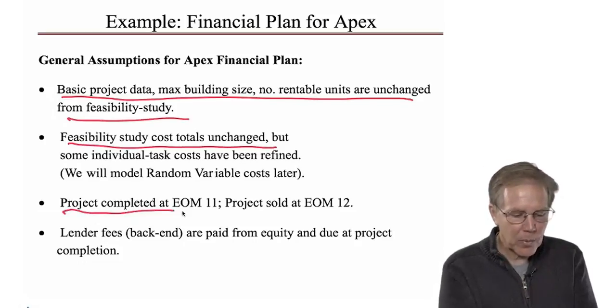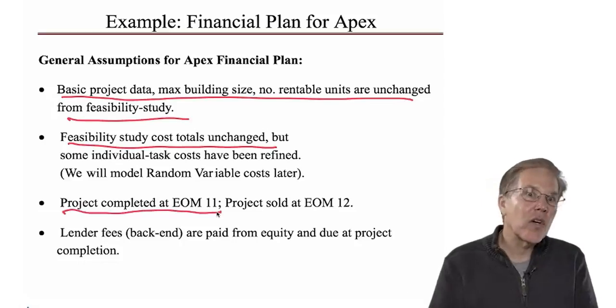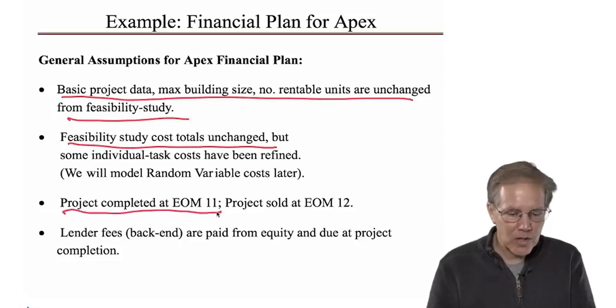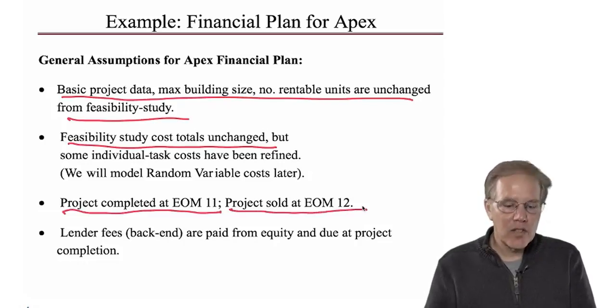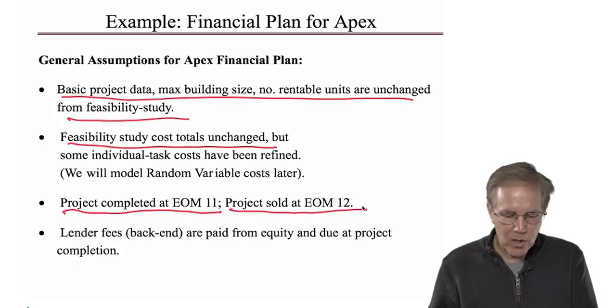We'll say the project is completed at end of month 11. They start at end of month 0, that's t equals 0, and the project will be sold later to someone who wants to manage this property and enjoy the cash flows of the tenants at end of month 12.